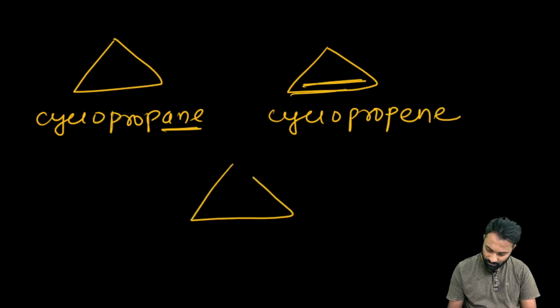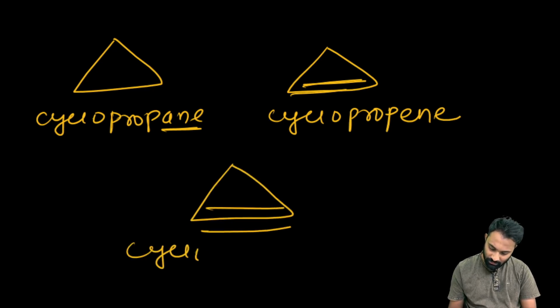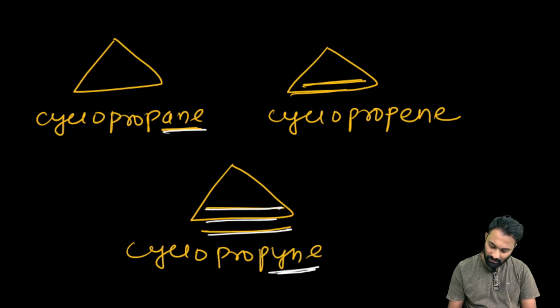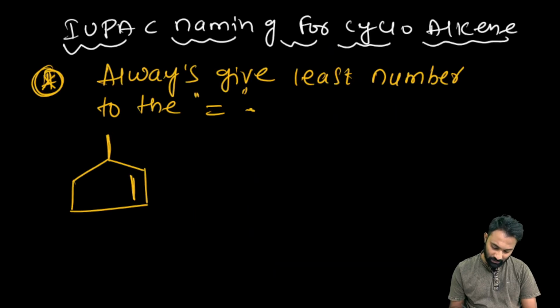Now if a triple bond is present, then the naming of this compound will be cyclopropyne. Why? Because the triple bond is present, so it is 'an', 'en', 'yne'. So while writing the IUPAC name for cycloalkenes, always give the high priority to the double bond only. The double bond should be given the high priority.